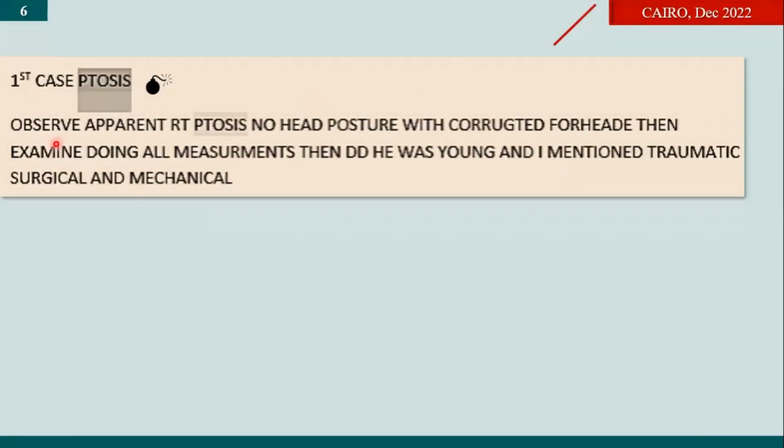Let's move on. This is a case of ptosis. Here the candidate mentioned, I observed apparent right ptosis, no head posture, with corrugated forehead. Then the examiner asked him to do all the measurements. He did all the measurements. Then, what is your differential diagnosis? The patient was young, and he mentioned traumatic, surgical. So post-surgery belongs to traumatic ptosis, okay? And mechanical. I don't know why that candidate didn't mention congenital.